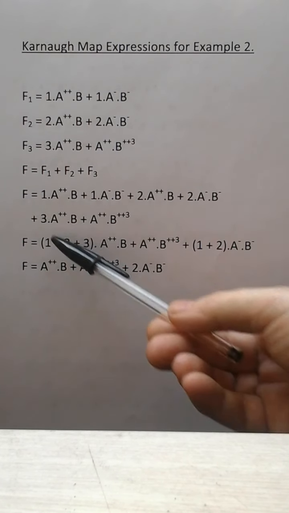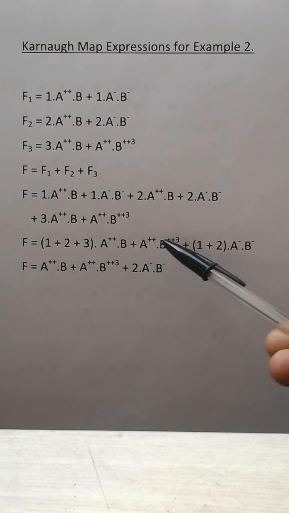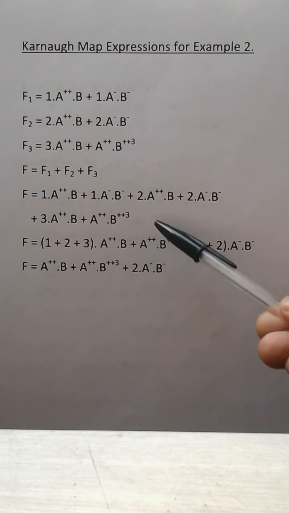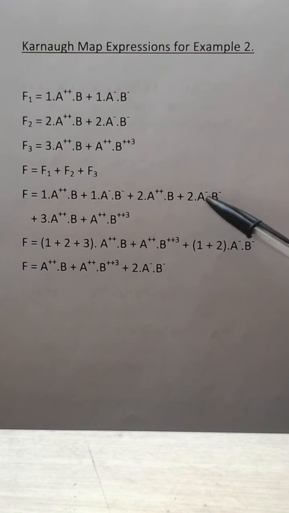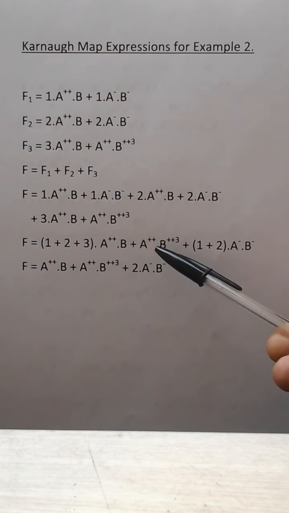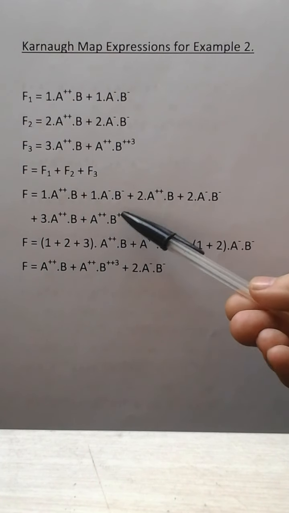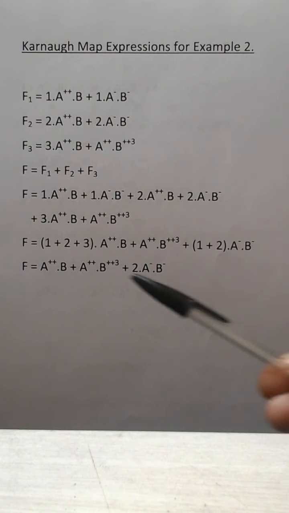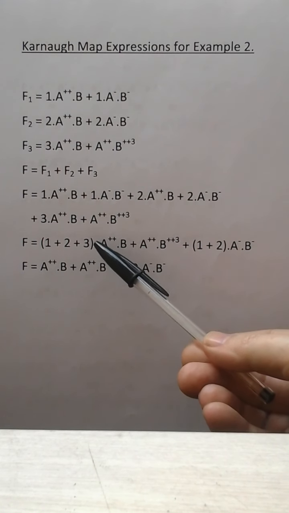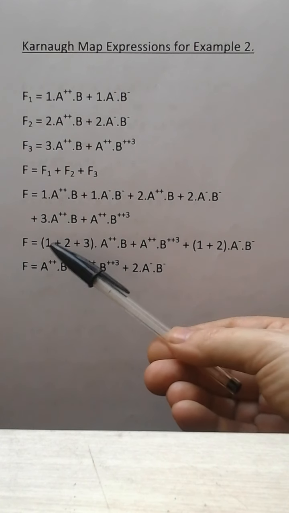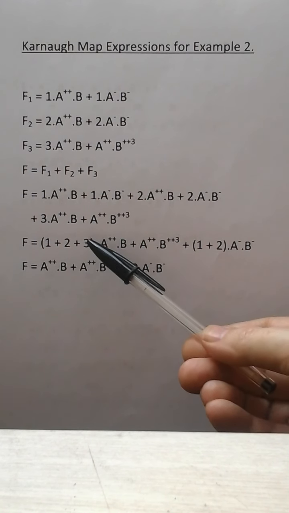I factorised the 1, the 2 and the 3 there for a plus b. I've left that alone, and I've factorised 1 and 2 here, for A minus, B minus. And I've left A plus plus min B plus plus 3 alone. Right, so 1 max 2 max 3 equals 3.